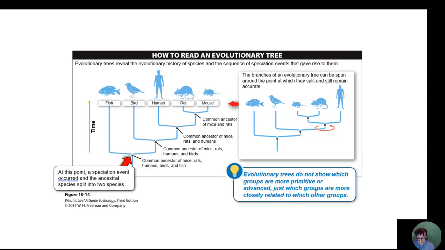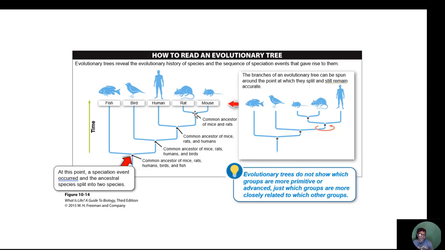to other groups. Okay? So, in essence, the branches of an evolutionary tree can be spun around at the point at which they split and still remain accurate. Okay? So, it's not saying that everything came from each of these. That's not what it's saying. It's just saying how they're more closely related.